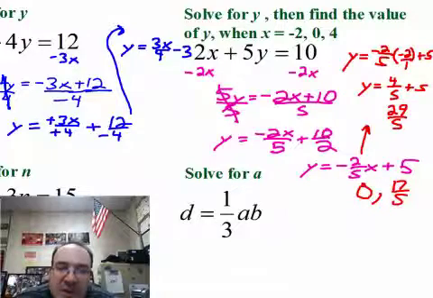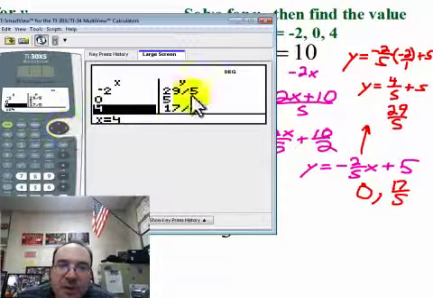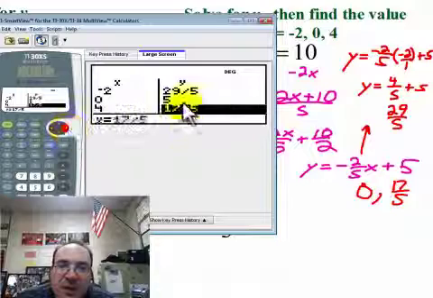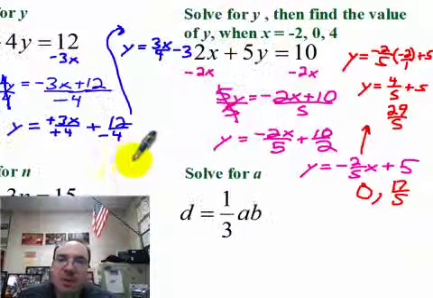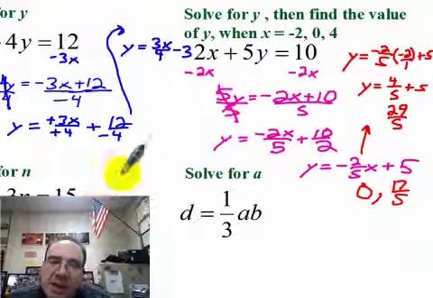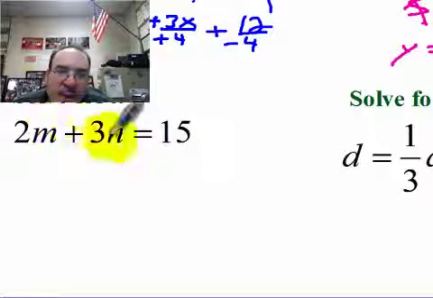And just remember one thing, if you don't like fractions, scroll over to the fraction and hit the double arrow button, and it changes it to a decimal. Okay, so hopefully you found that helpful. Let's do one more like that.